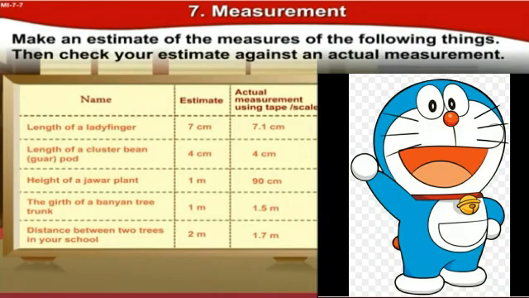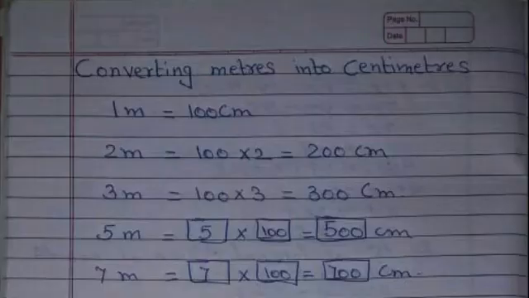So children, I think your concept of meter and centimeter is clear. Now children, I am showing you some examples of converting meters into centimeters. Now see children, 1 meter is equal to 100 centimeters. We have already learned. Now see, 2 meters is equal to 100 multiplied by 2, which is equal to 200 centimeters. Now we will see another example. 3 meters is equal to 100 multiplied by 3, which is equal to 300 centimeters.